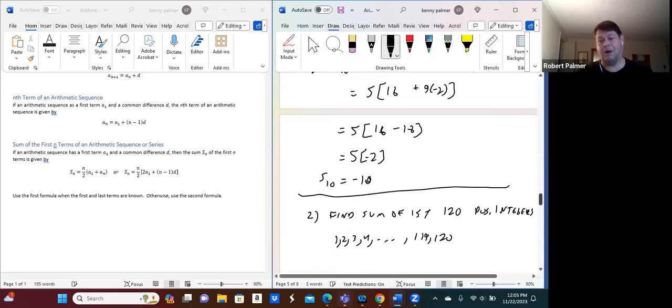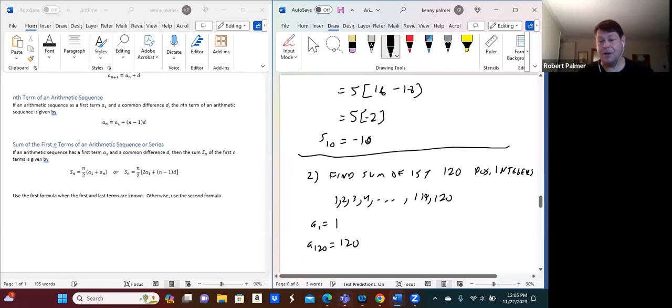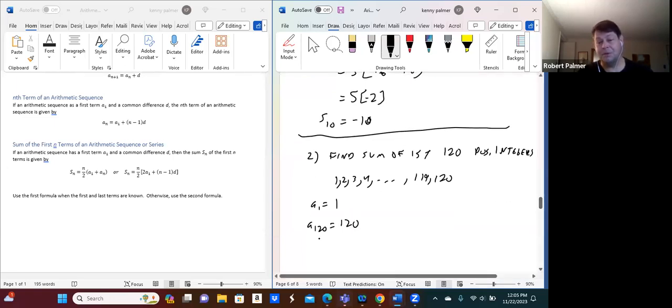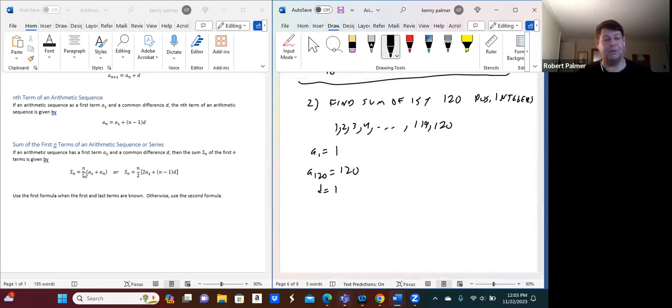Okay. Obviously, you don't have to add all those up by hand. So what can we do? Well, let's find out what we know. So our first term, a1, is going to be 1. In this case, we know our last term, a120, is just 120. And as you can guess, our common difference between these two, each one is going to be 1.